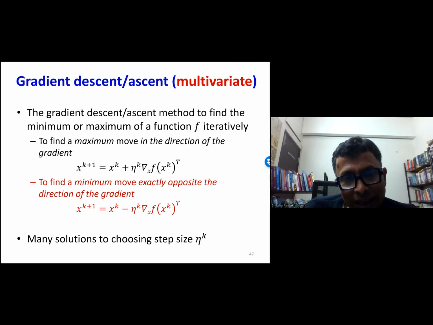So here is the gradient descent or ascent rule for multivariate optimization. To find a maximum, at any time you take a step in the direction of the gradient. To find a minimum, to update your estimate, you take a step opposite the direction of the gradient. This eta is a learning rate or a step size, and exactly what it must be, there are many algorithms for it, which we will talk about in later classes.